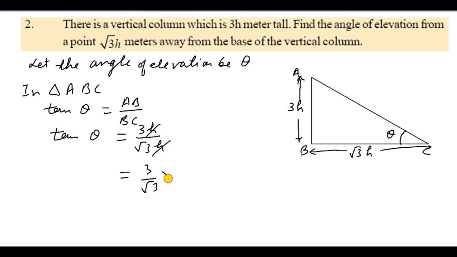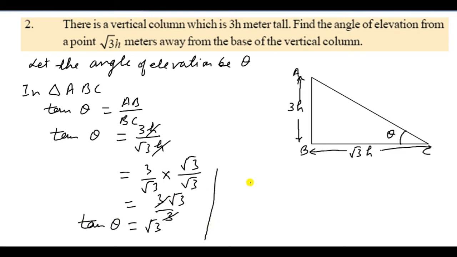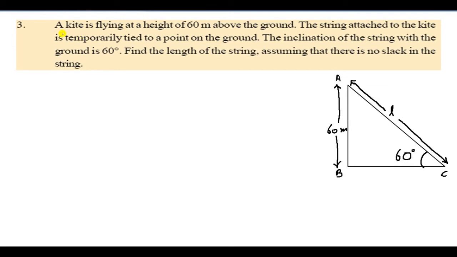So we get 3 upon root 3. Now multiply by root 3 for rationalizing the denominator. So we get 3 root 3 upon 3. So this will be cancelled out and we get root 3. It is your tan theta. As you know, the tan of 60 degree is root 3. So tan theta becomes tan 60 degree, so theta becomes 60 degree. That is your answer.